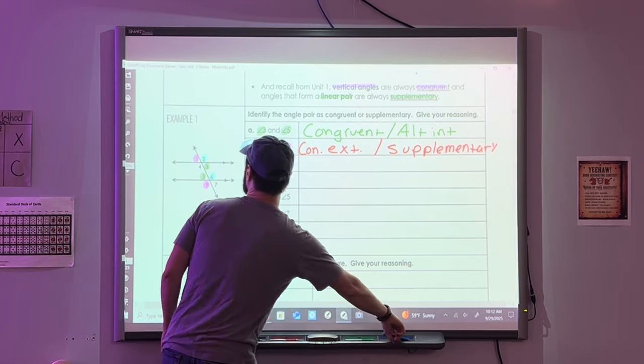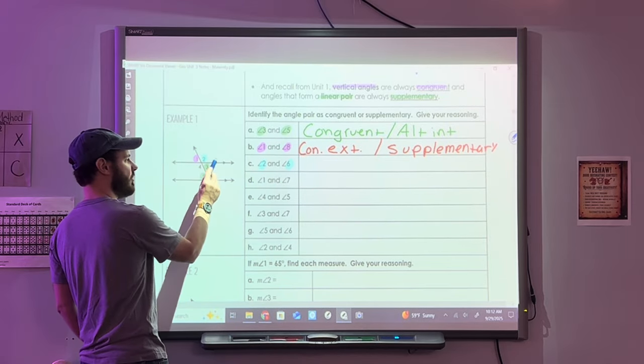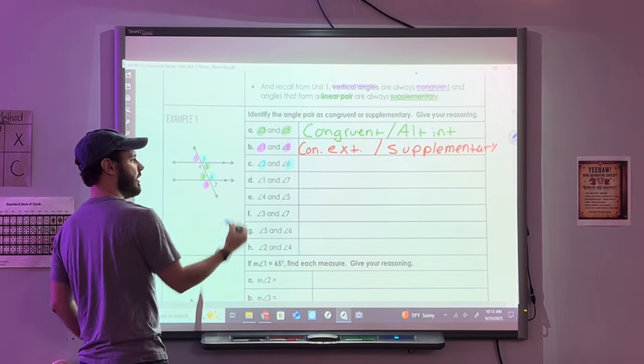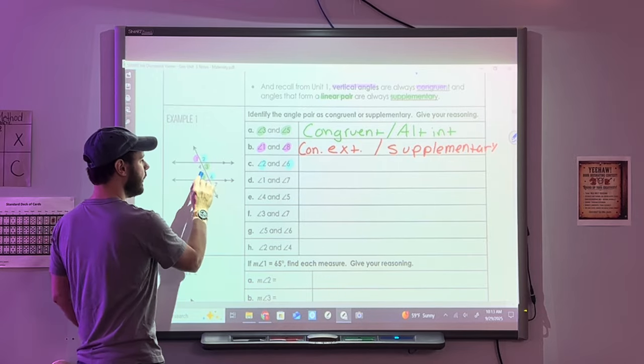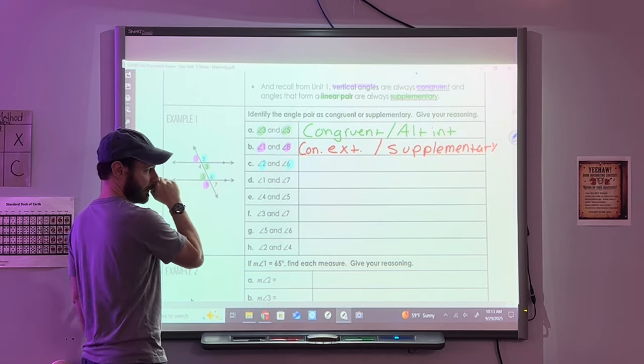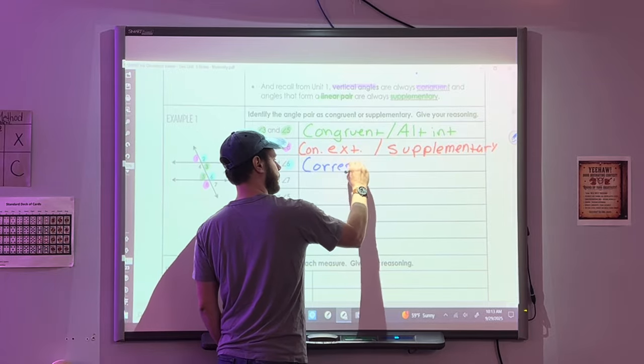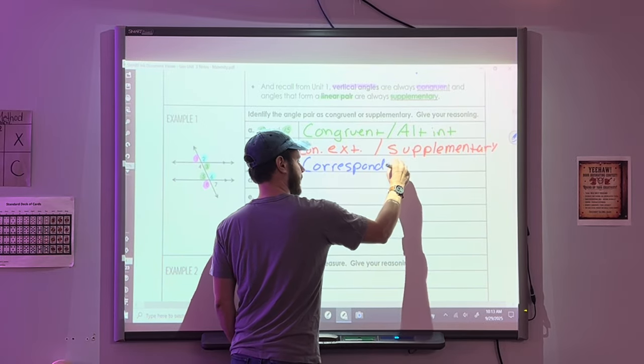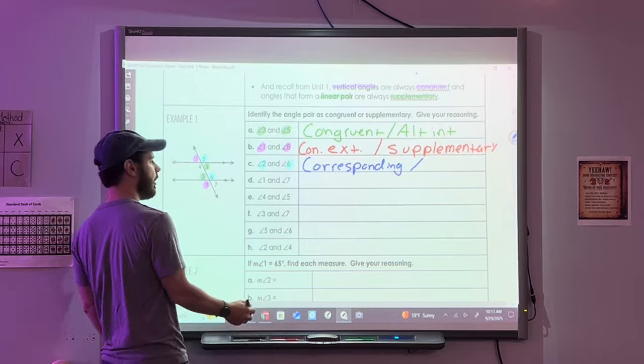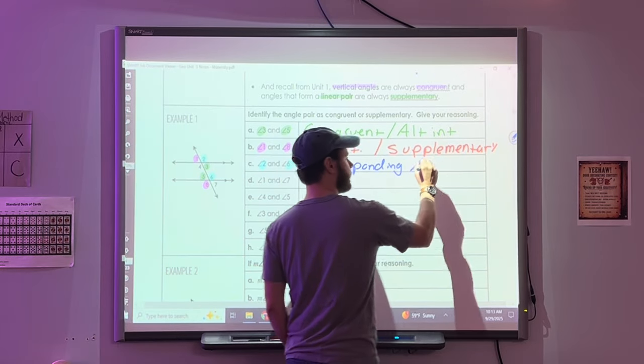And then blue looks like one's on the outside, the other's on the inside. The only hope is corresponding. Top right. Okay, so I have corresponding, and my corresponding angles are congruent to each other.